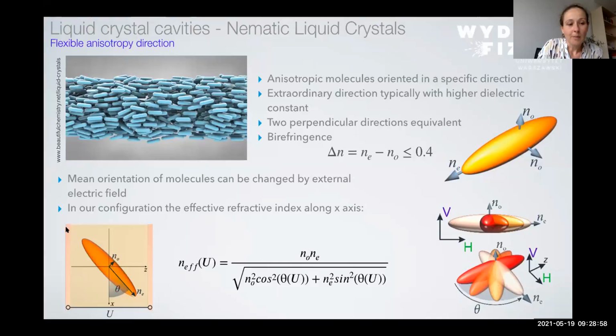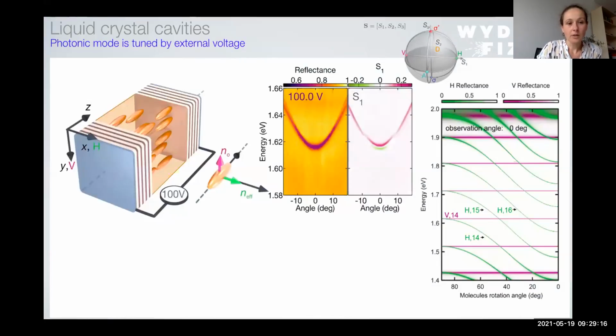And then when we apply an external electric field, we rotate the molecule versus the cavity plane, and this gives us the effective refractive index, described by the angle of the molecule that is dependent on the external voltage applied to the structure. Okay. So this is how our cavity looks. Again, two mirrors, external voltage applied to the ITO electrodes, and elongated liquid crystal molecules inside.